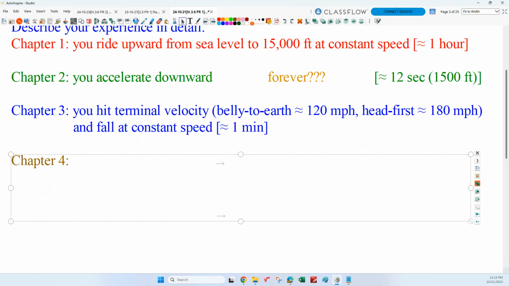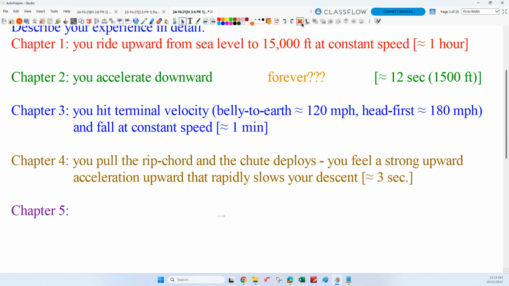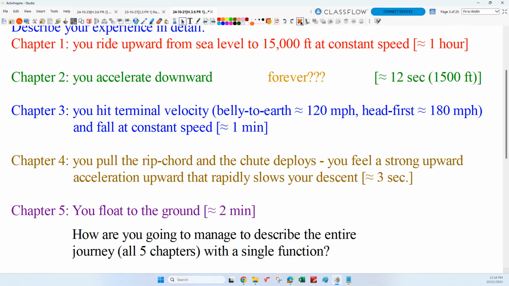So you get jerked upward for about 3 seconds, and then it rapidly slows your descent, and then you settle into your much, much slower terminal velocity, and you just drift to the ground, and that would take about 2 minutes-ish to get to the ground. And that's our story.